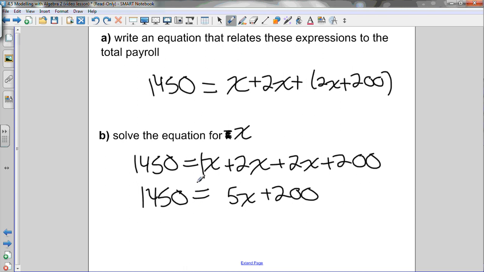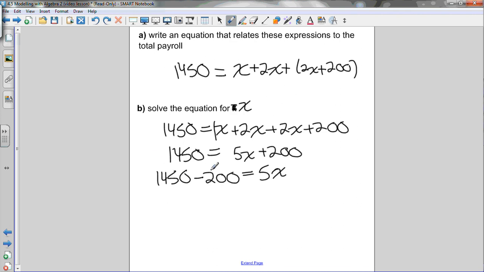Now I'm going to solve this equation. I know when I'm solving an equation, I need to first isolate the term that has the unknown variable. So I'm going to isolate this 5x by moving the 200 to the other side. On the right side, I'm adding 200. When I move it to the other side, it becomes subtracting 200. Now I'm going to simplify. 1450 minus 200 is 1250, which is equal to 5x.